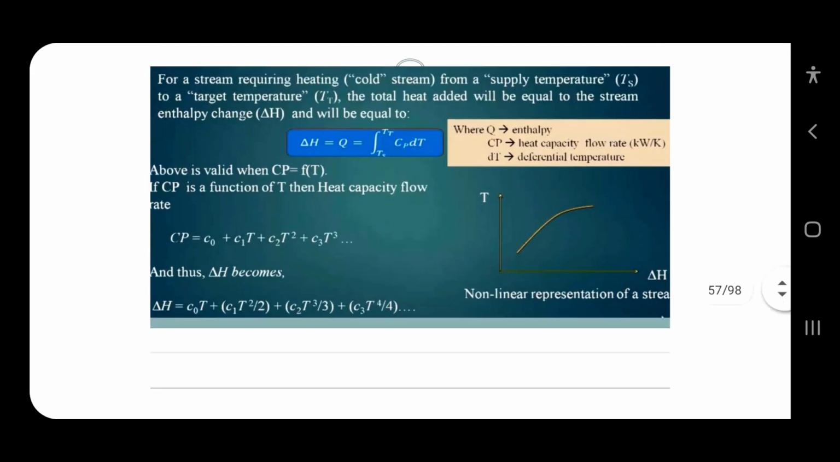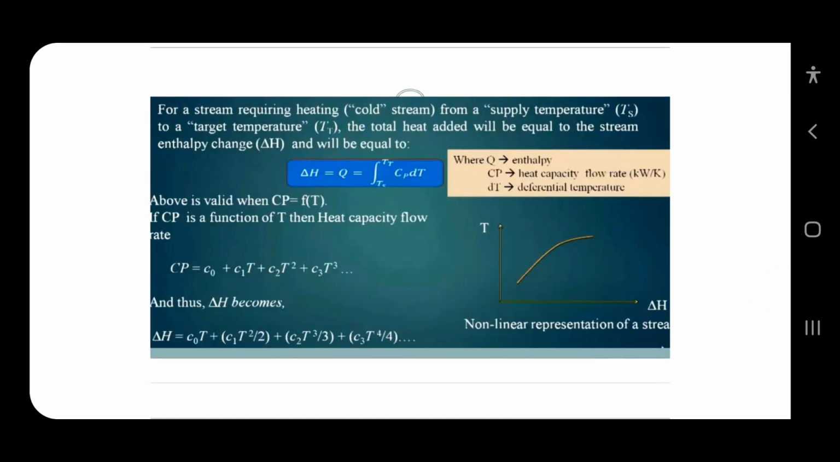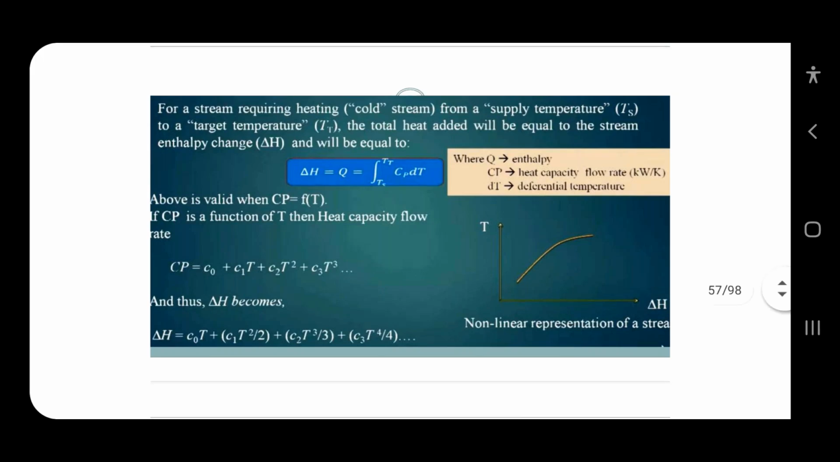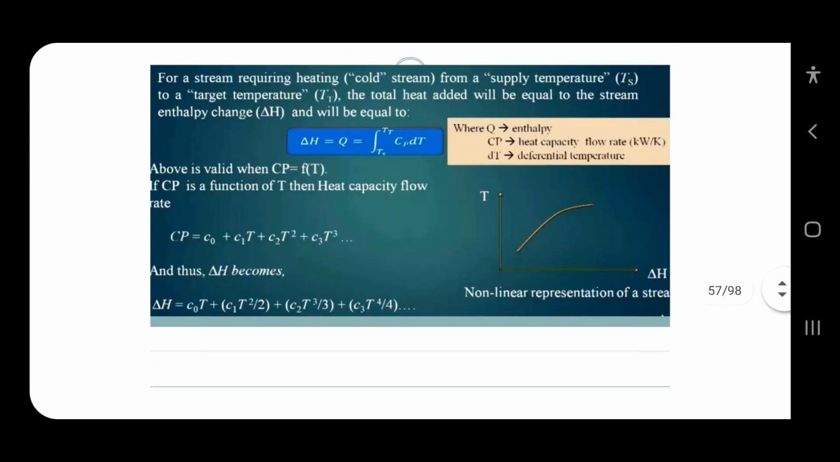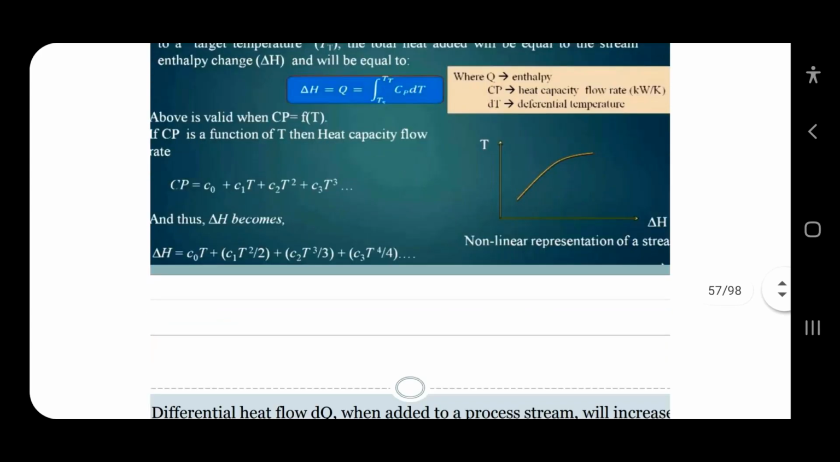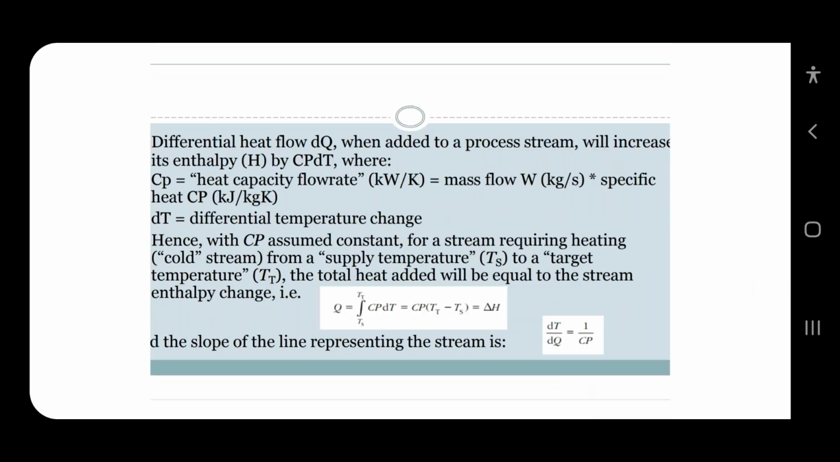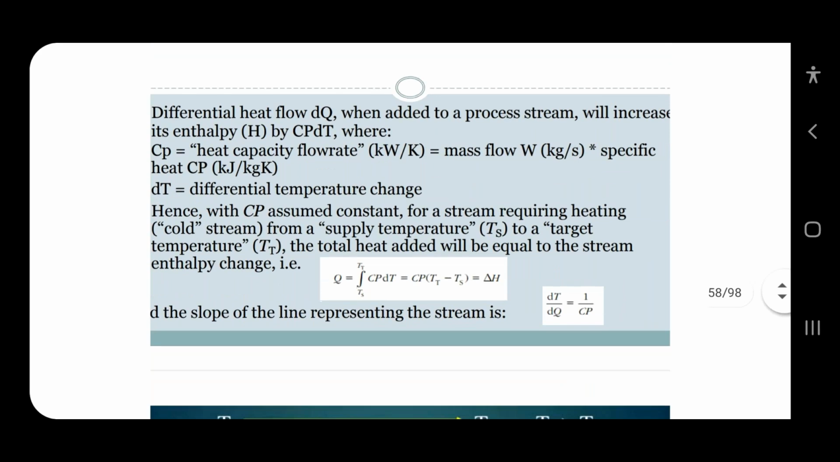If you don't know the CP value, the specific heat, you can easily calculate it by use of this function equation: CP equals A plus B into T plus C into T square plus D into T cube, for the particular temperature. A, B, C, D are the heat capacity constants. You will get them from Perry's handbook. So once you have the CP value, you can easily calculate the enthalpy.